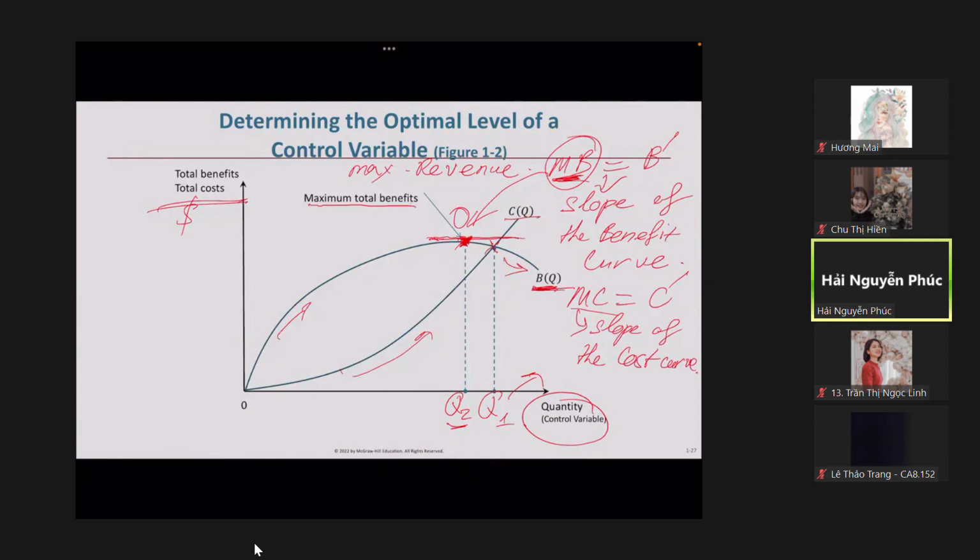Em có hiểu nhỉ? Nó chính là hệ số góc của cái đường tiếp tuyến qua cái điểm này. Đó. Với cái đường lợi ích và nó là đường song song với trục ngang. Như vậy hệ số góc nó bằng 0. Hiểu không nhỉ?